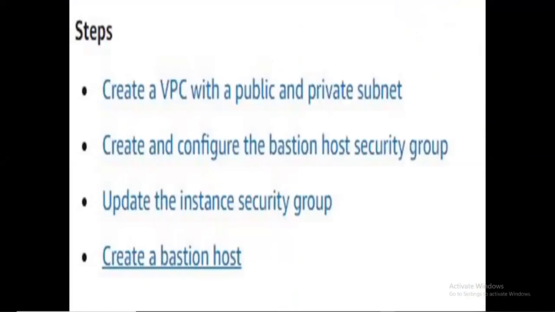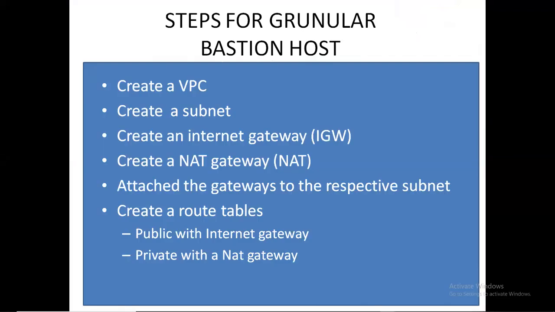Then we created a private subnet, and we created a VPC, private and public subnet. We created and configured the BASTION host security group. We updated the instance security group. Then we created a BASTION host. The first thing we did was we created the VPC. We created a subnet. We created an internet gateway. Then we created a NAT gateway.